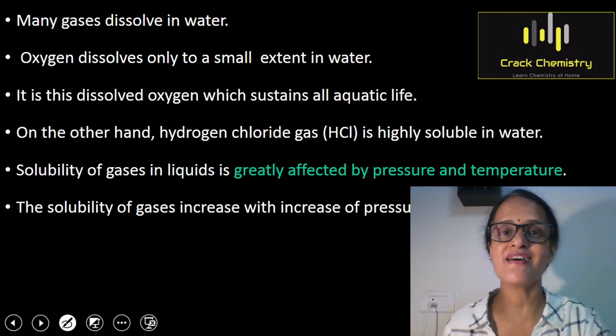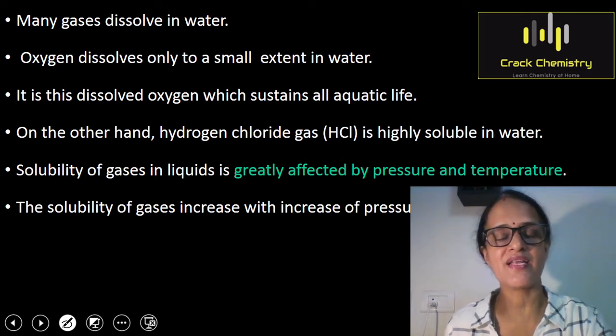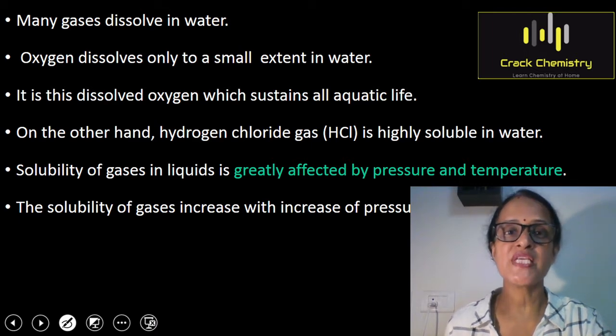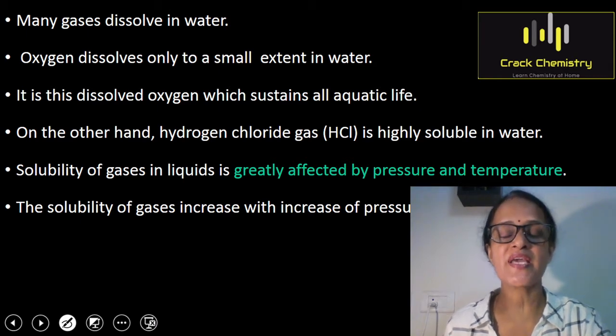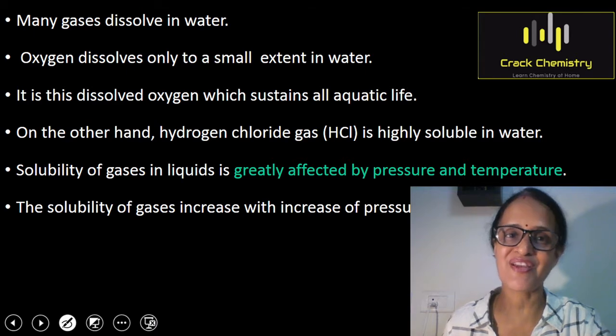Hydrogen chloride gas is highly soluble in water. Similarly, ammonia is also highly soluble in water. So, with the help of these examples, we can understand that different gases are soluble to different extents in water and other solvents. Now we will consider the factors on which the solubility of a gas in a liquid depends. Solubility of a gas in a liquid depends on pressure and temperature. So first we will consider the effect of pressure on the solubility of a gas in a liquid.